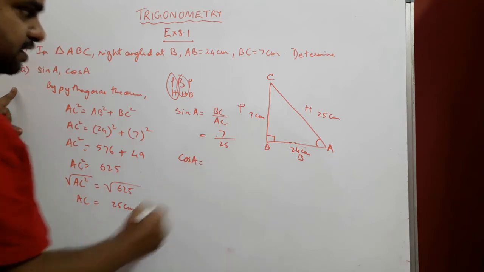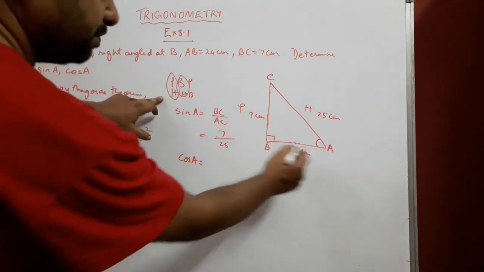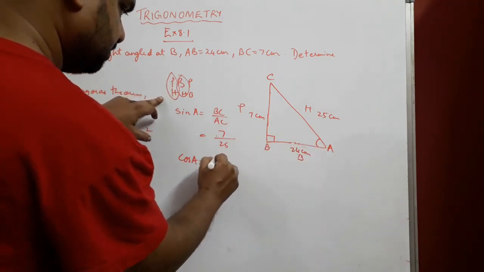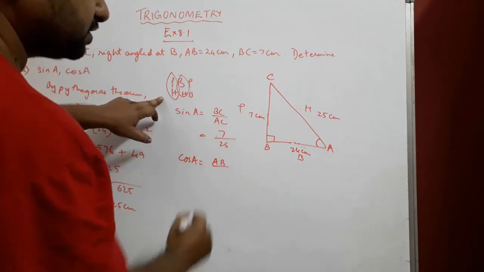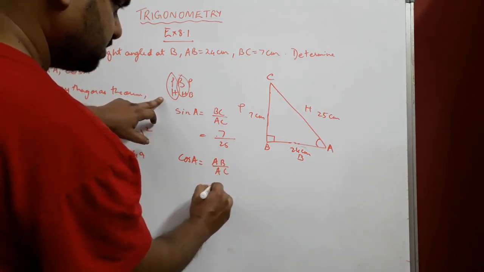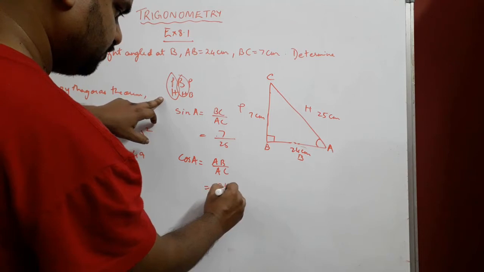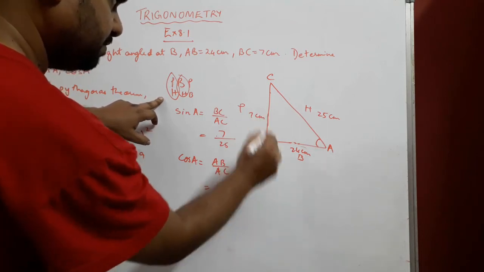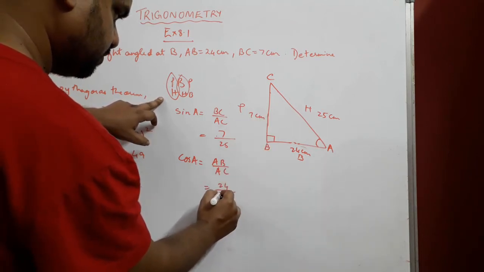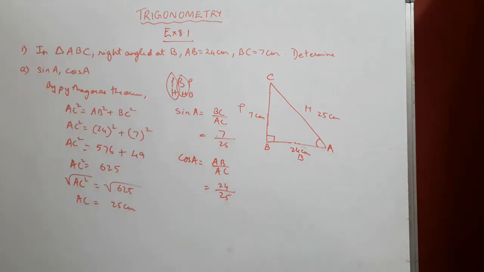Coming to cos A. Cos A is base upon hypotenuse. What is your base? AB, and hypotenuse is AC. So AB is 24 and AC is 25. Hence we get sine A, which is 7 upon 25, and we get cos A, which is 24 upon 25.